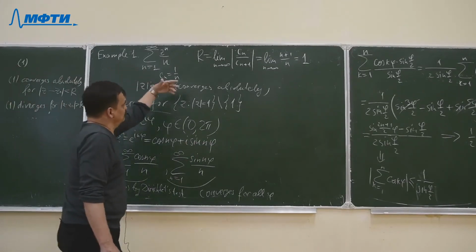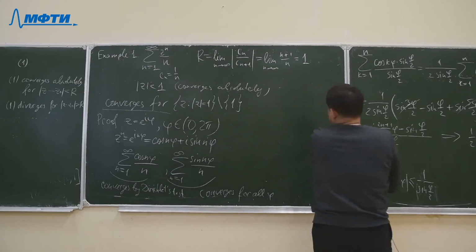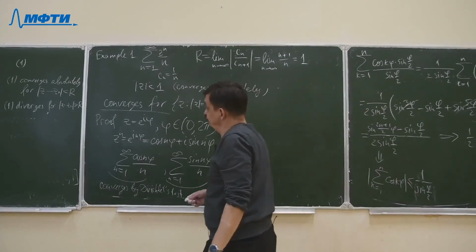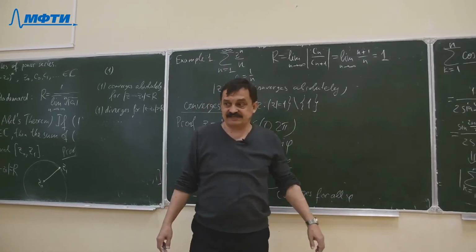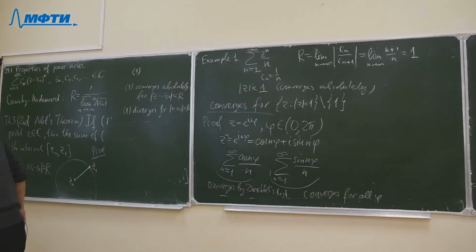Okay, so this gives an example when we have convergence at every point except only one.